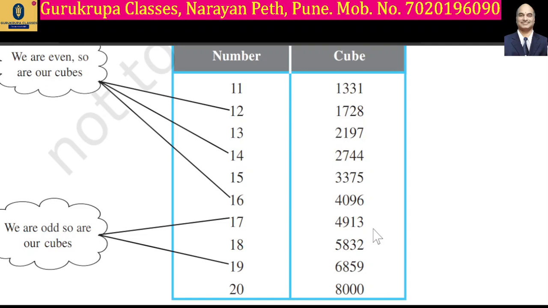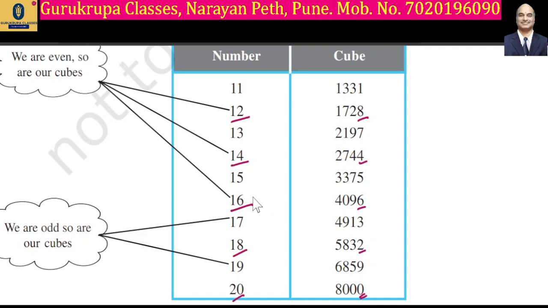So here we just observe the even numbers. 12, its cube is 1728. Cube of 14, we get 2744, which is an even number. 16 is an even number. Cube of 16, we get 4096. Cube of 18, we get 5832. Cube of 20, we get 8000. Now these numbers are all even. So the cube of an even number is also even.